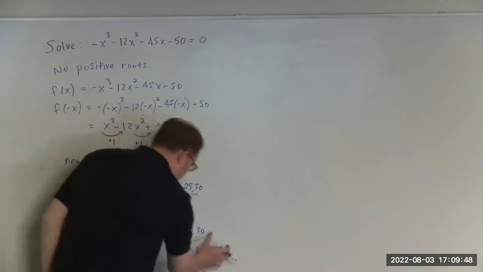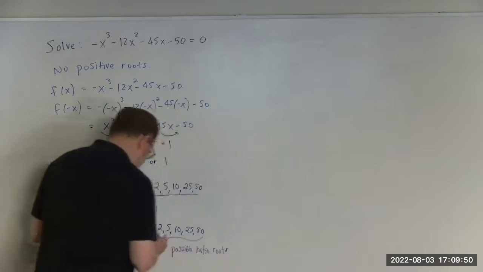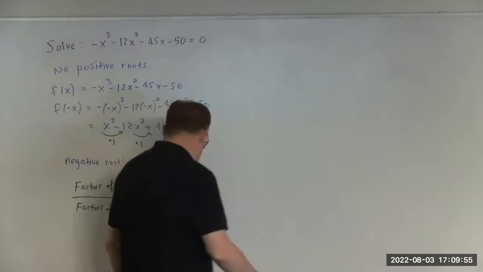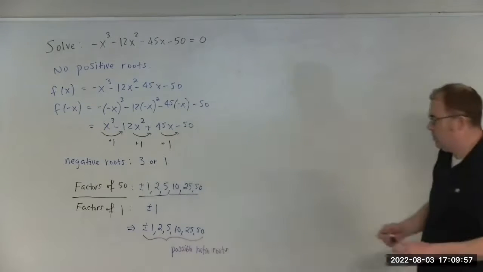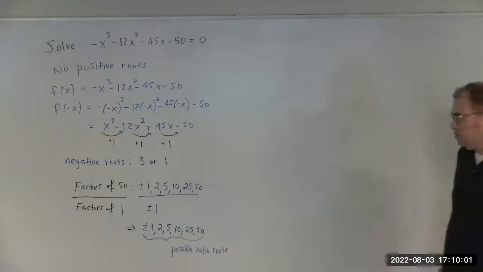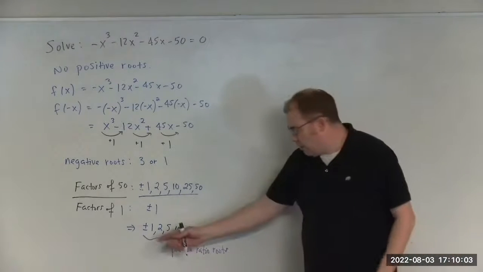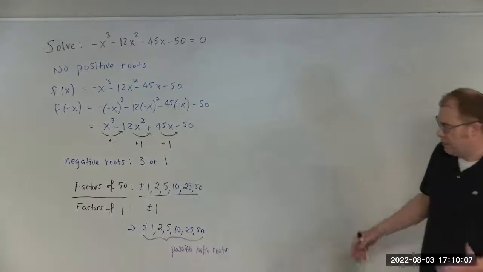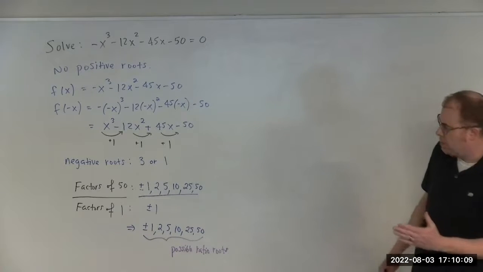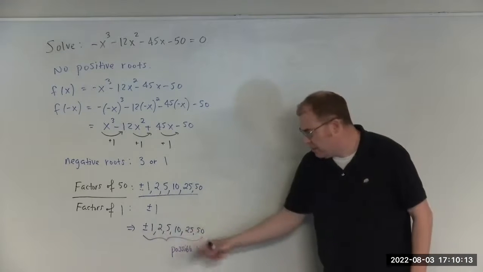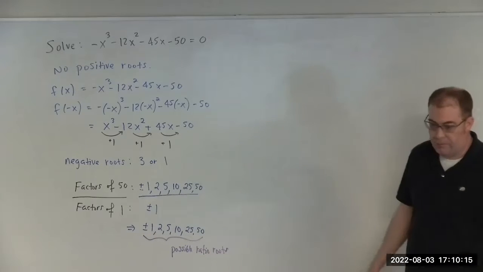I'll just use the term root because I think it sounds better. So possible rational roots. Typically we start with the smallest value because it's easier to work with, and then we work our way up. What we need to do is test these to see if we can find a root.